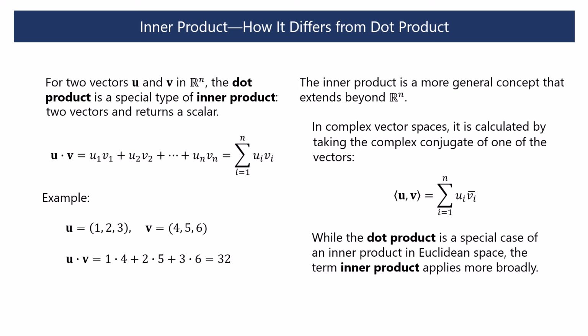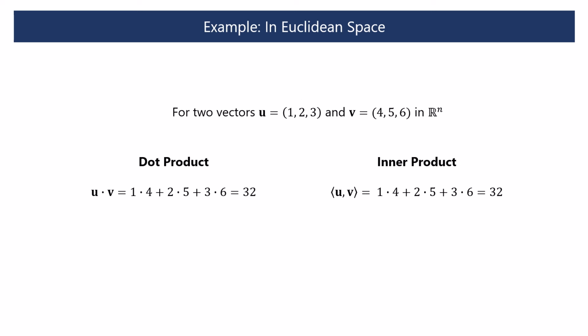Thus, while the dot product is a special case of an inner product in Euclidean space, the term inner product applies more broadly. In notation, dot product uses the centered dot symbol. Inner product uses angle brackets. In Euclidean space, the dot product and inner product are the same. As shown in these examples, for the vectors u and v, both in Euclidean space, the dot product and the inner product have the same scalar value, 32.